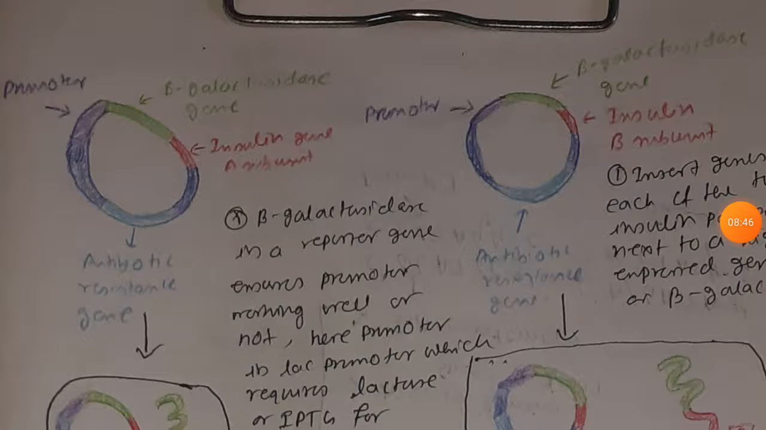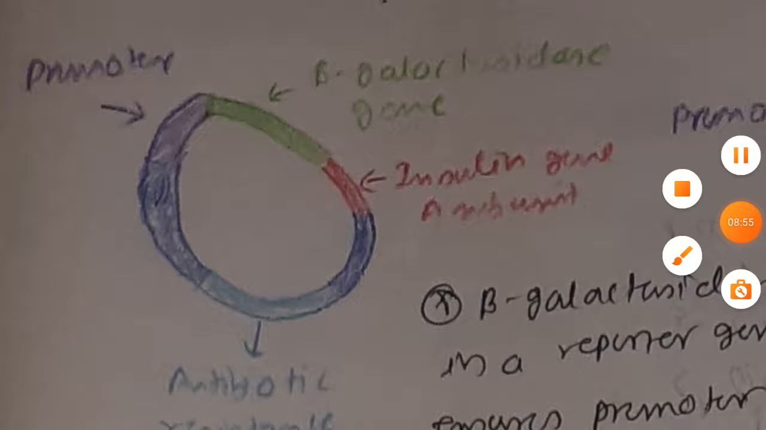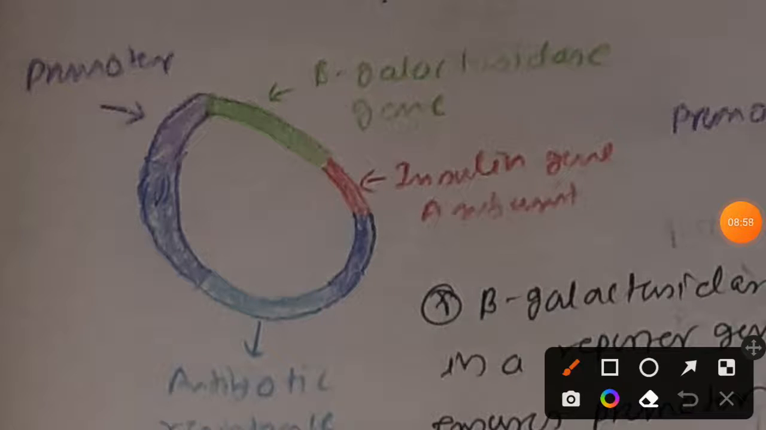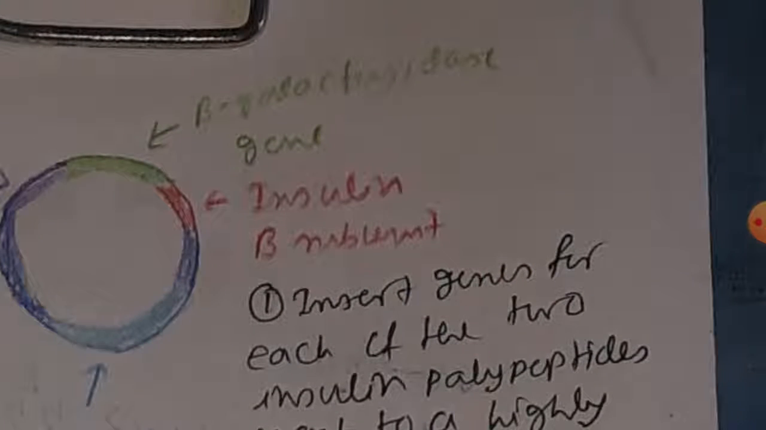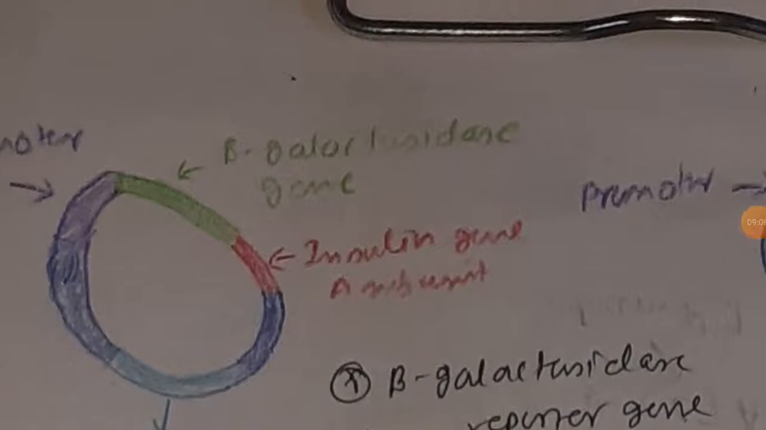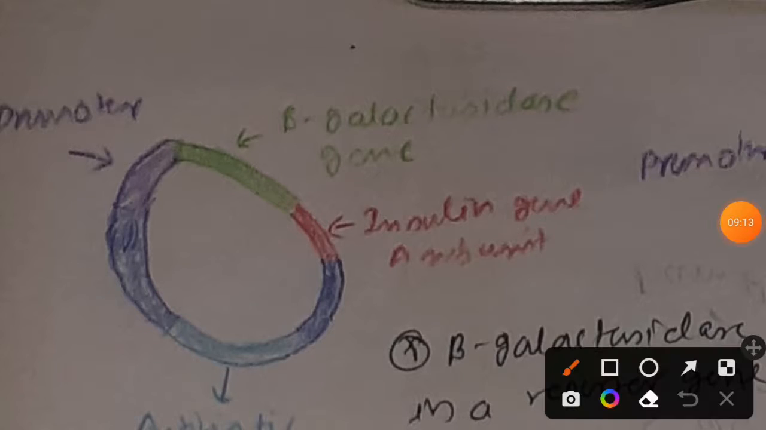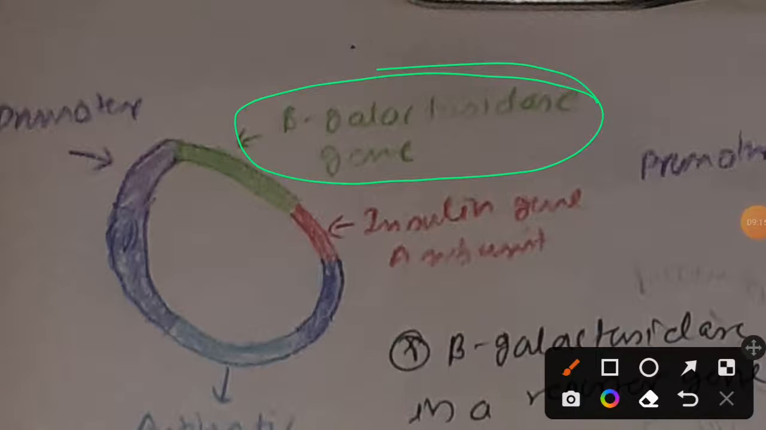So let's see how we can create such a compound with the help of recombinant DNA technology. Here we are going to run two expression vector systems simultaneously. In one vector system we will insert the gene which will produce the A chain of the insulin, and in another expression vector system we will insert the insulin B subunit. Along with those, the expression vector also contains a beta galactosidase gene. What is the utility of the beta galactosidase gene?